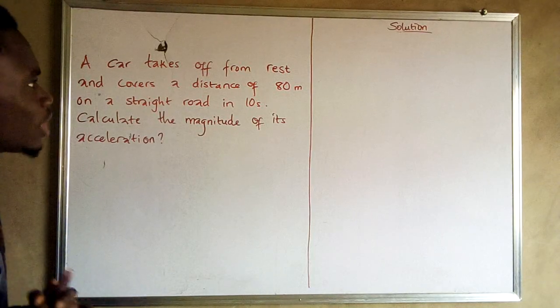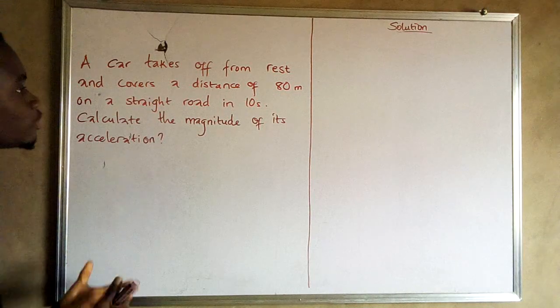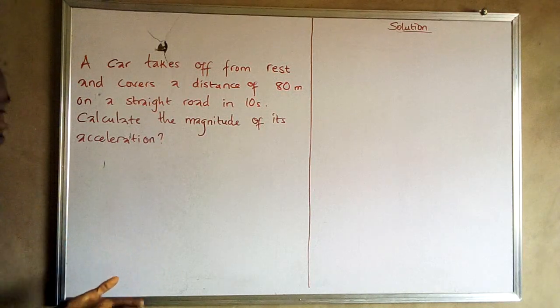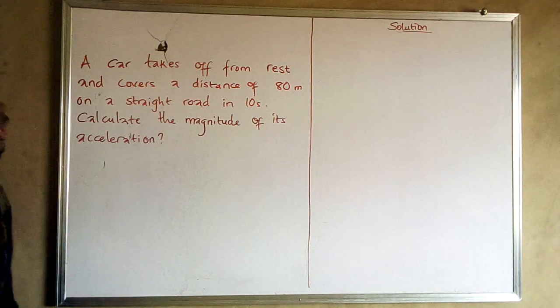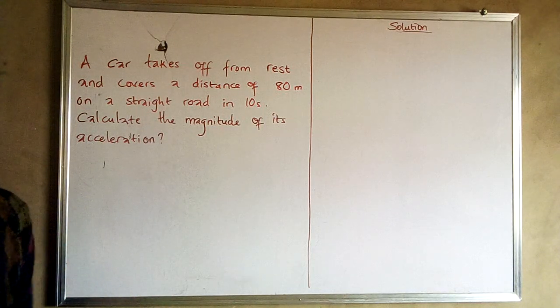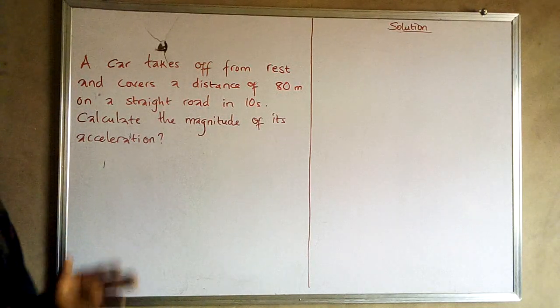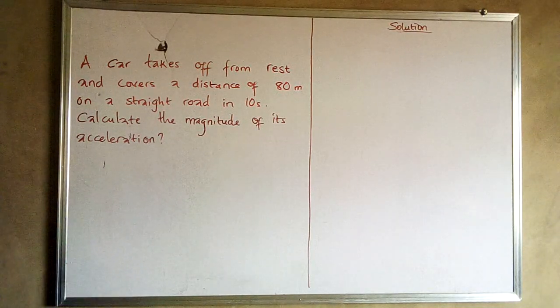Now the first thing we need to look at in this question is the kind of motion involved. We have two main kinds of motion: the horizontal and the vertical motion. And from the understanding of the movement of cars, we already know that cars move in the horizontal direction. So the motion involved in this question is a motion in the horizontal direction.